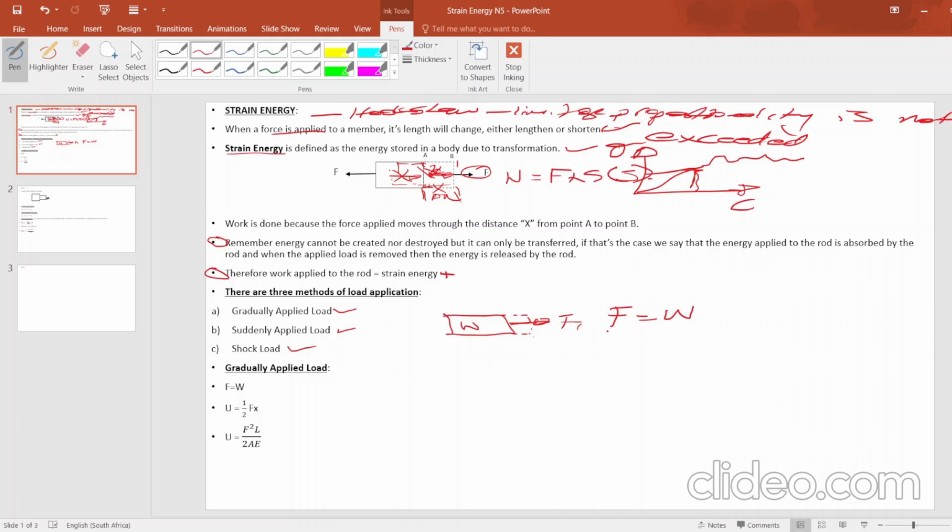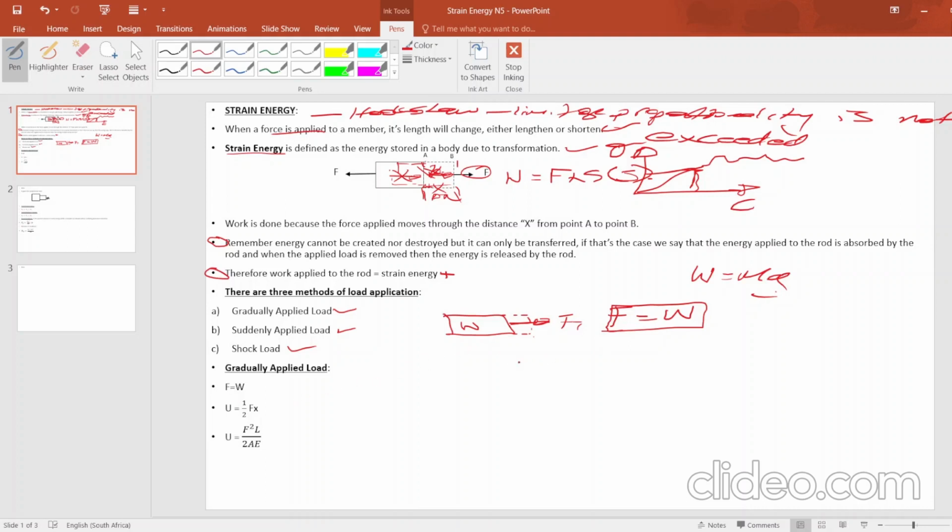Now this is the formula that we will be working with under the gradually applied load. Hence, they are saying the force that you will apply is equal to the load. Remember W is mg, right? The mass to the load. But you are applying it gradually.